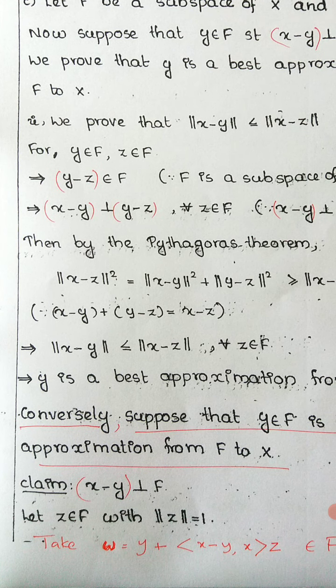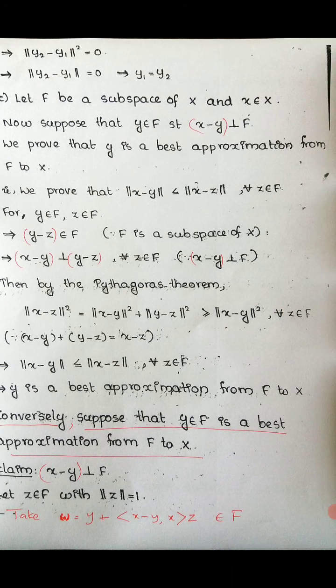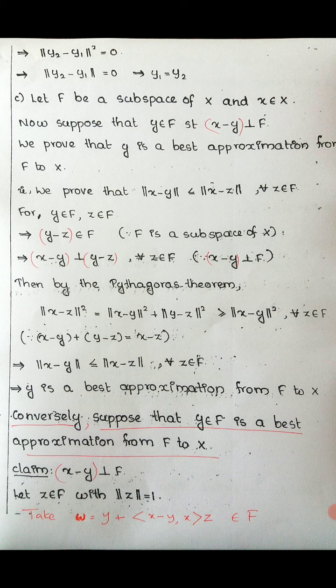What is the reason? x minus z is the same as (x minus y) plus (y minus z); we can split it and write in that way. So norm of x minus y is less than or equal to norm of x minus z for all z in F. What does it mean? y is a best approximation from F to x. On the other hand, the converse part we have to prove. Take the other side, that is, conversely. Suppose that y in F is a best approximation from F to x. What do we have to prove? We have to prove that x minus y is orthogonal to F.